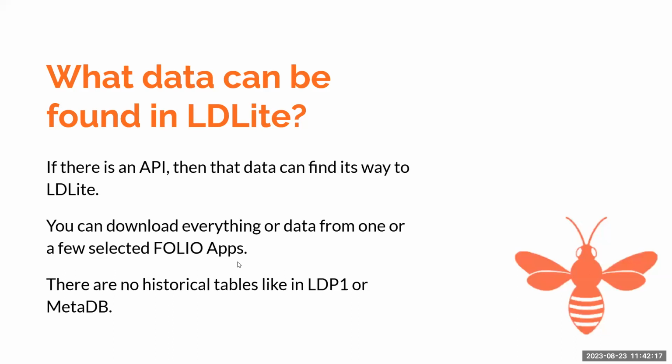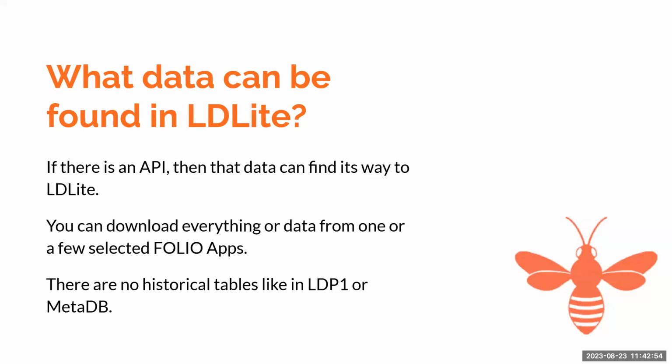What is the difference between LDLite and other databases or reporting tools in the LDP project? So in the LDP project, there's what's called Metadb, LDP1 or version 1, and then LDLite. So LDP1 is kind of the first iteration of the reporting tool. It brings down historical tables, especially which is good for circulation, and then it can be updated nightly, for instance.